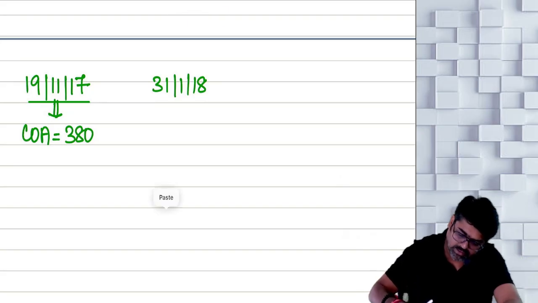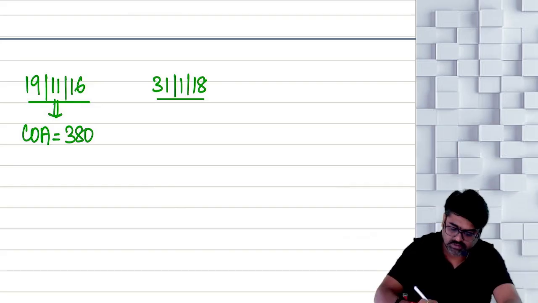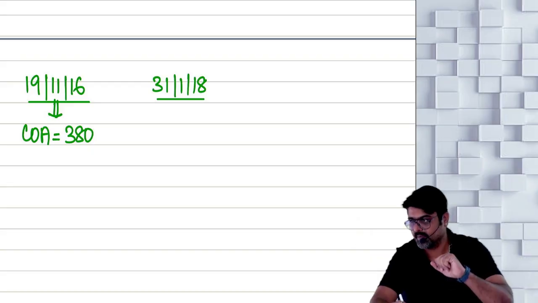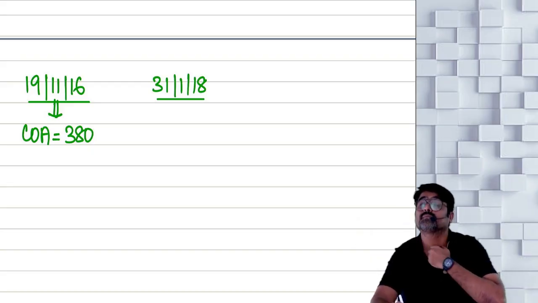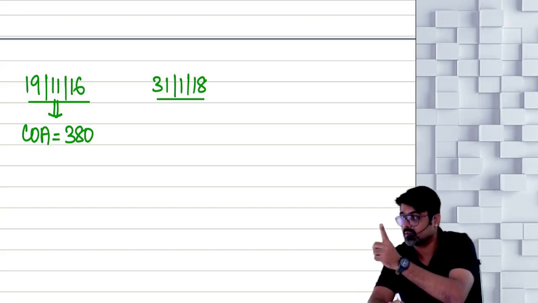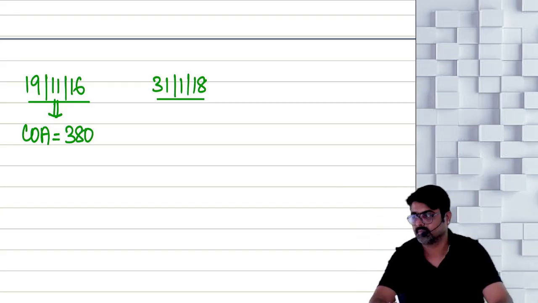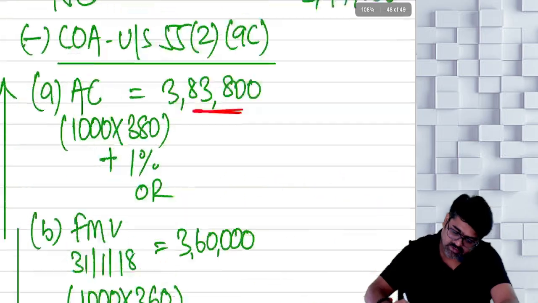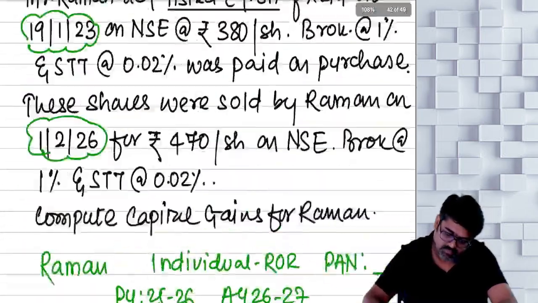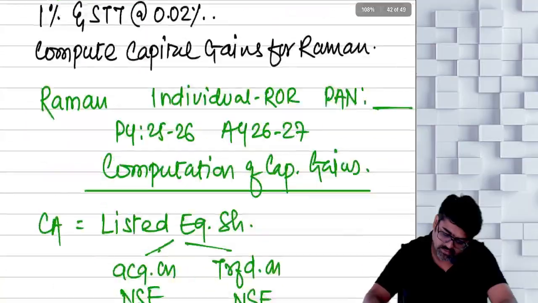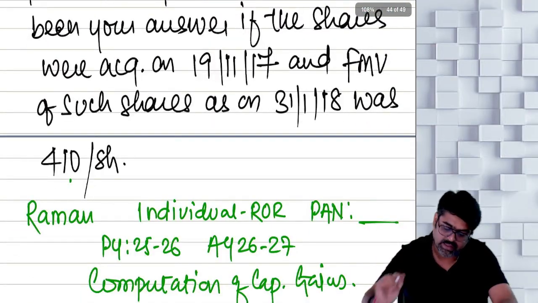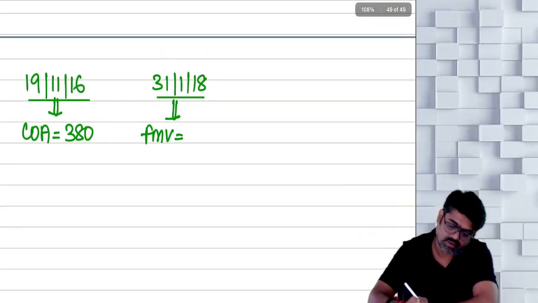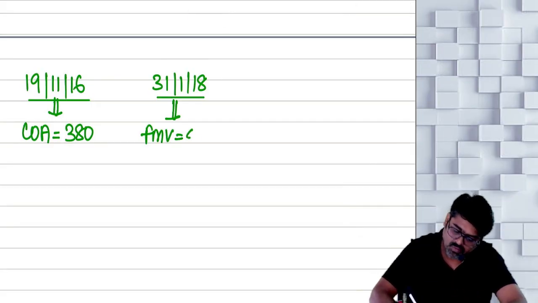So when you bought in the year 2016, at that time, you thought that I'll be holding it for more than 1 year. So now see, on the 31st January 2018 night, what was the fair market value of these shares? In my first example, how much fair market value did I take? In this example, 410. Yes or no? So let's say 410. So fair market value was 410.